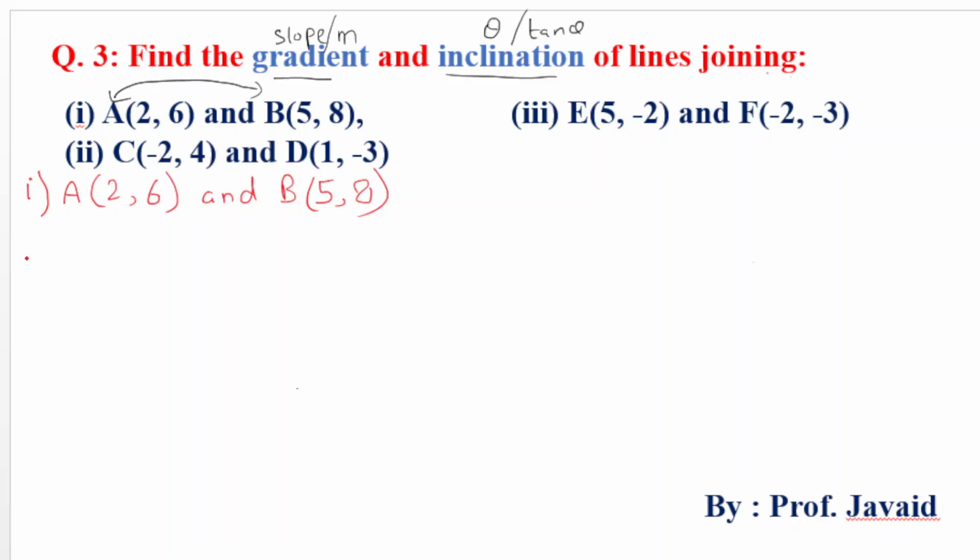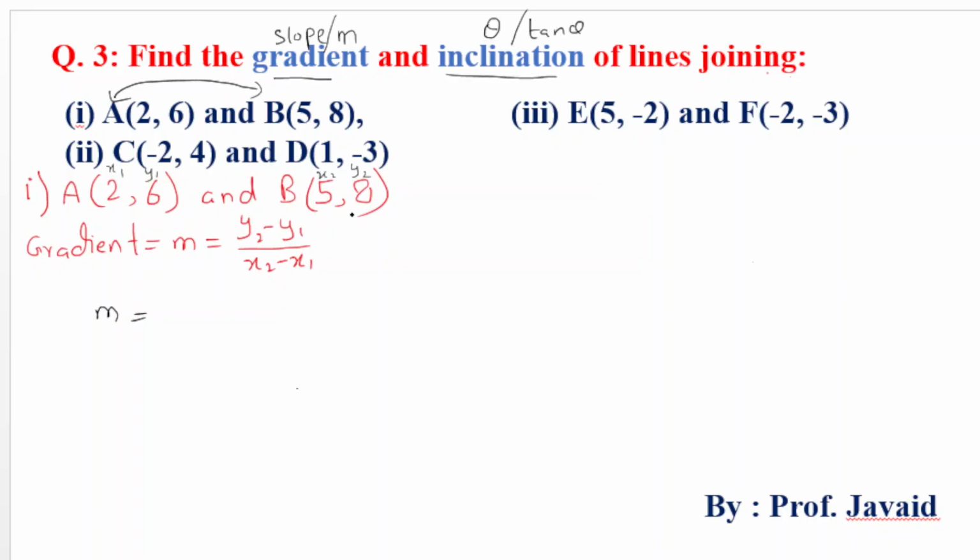We are going to start using the formula of gradient: m is equal to y2 minus y1 over x2 minus x1. We just have to put the values inside. This is called x1, let me write here just for information, x1. This is y1, that is x2, and that one is y2. So just put the values.